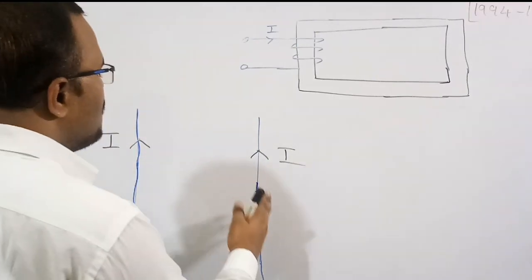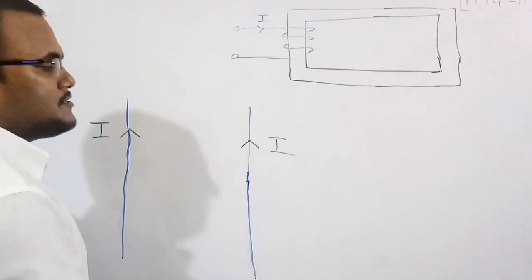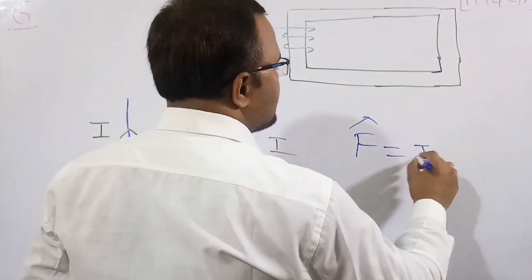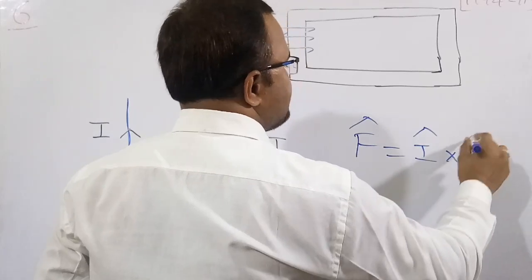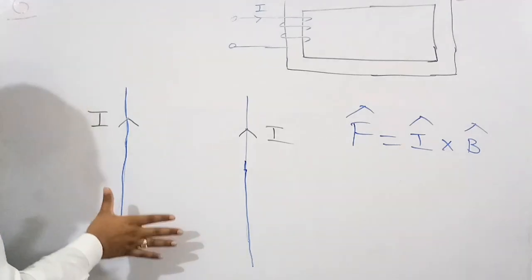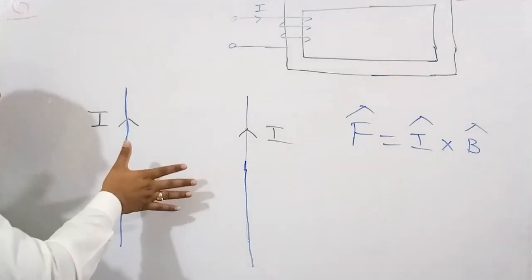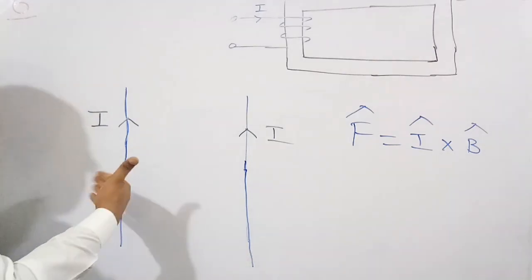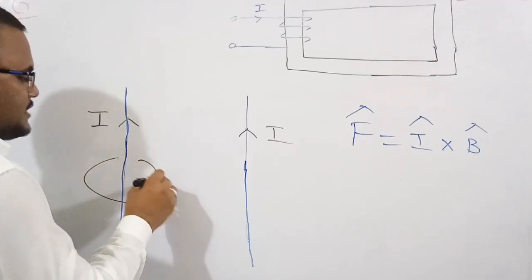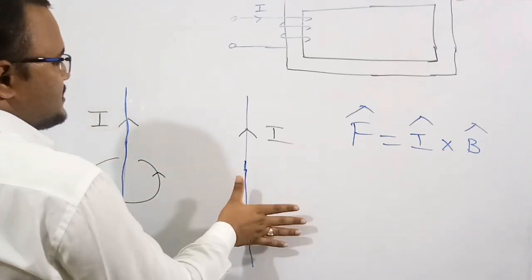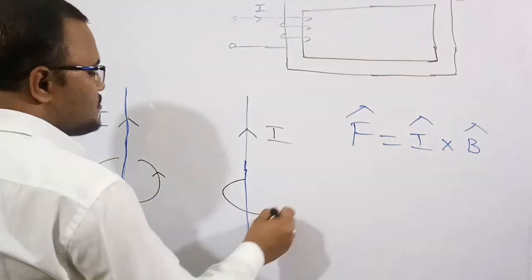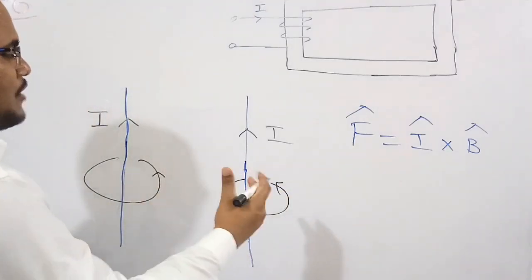Now we will see what type of force will exist between these two wires. I have told already the formula is F bar is equal to I bar cross B bar, all these are vectors, right? By using the right hand thumb rule, keep the thumb in the direction of the current and curl the fingers. If you curl the fingers, you will be able to see the direction of the magnetic field will be in this direction. Similarly here also, the same direction of the magnetic field.